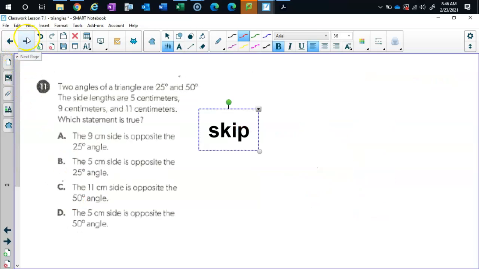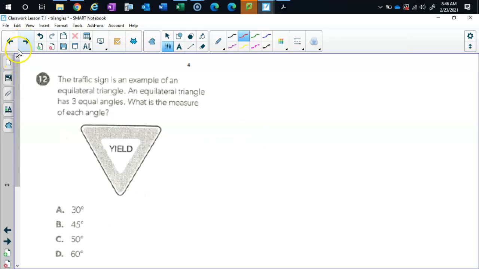Okay, we're not going to do number 11, and we are going to do 12. A traffic sign is an example of an equilateral triangle. An equilateral triangle has 3 equal angles. What is the measure of each angle? Go.